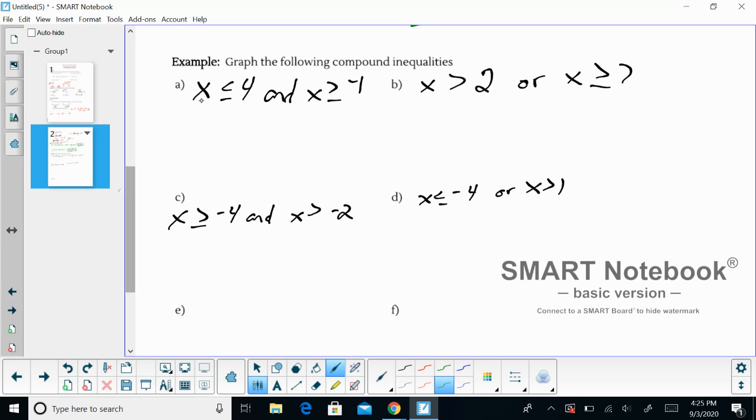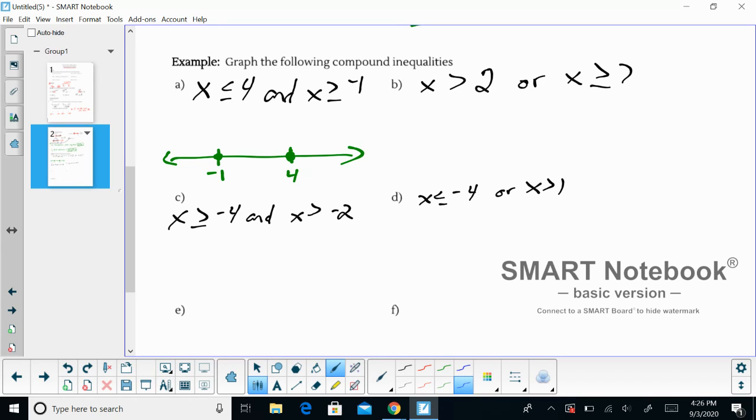So the first example, I have x is less than or equal to 4 and x is greater than or equal to -1. So the first thing we're going to do is draw a number line here. Notice I left a little bit of space. We're going to use that space in a minute. Which is greater, -1 or 4? 4 is greater, so I'm going to put -1 on the left side and 4 on the right. Is 4 going to be an open circle or a closed circle? It's a closed circle because it's an or equal to. How about -1, open circle or closed circle? Again, that's a closed circle because it's an or equal to.